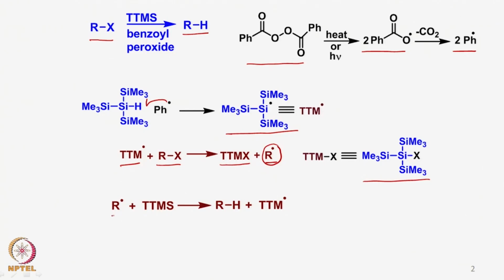This R dot then reacts with TTMS, that is tris(trimethylsilyl)silane, which provides hydrogen, and it forms the RH, which is the reduced product, and of course we recover the TTMS radical. So this is how the chain continues, and we have the reduction of RX to RH.